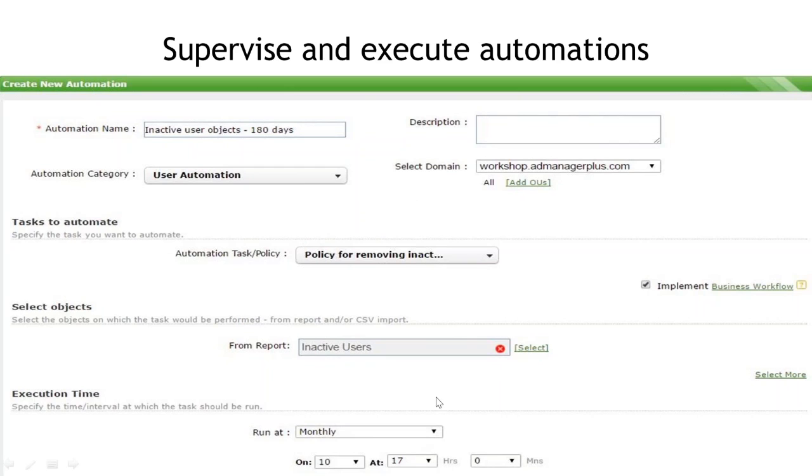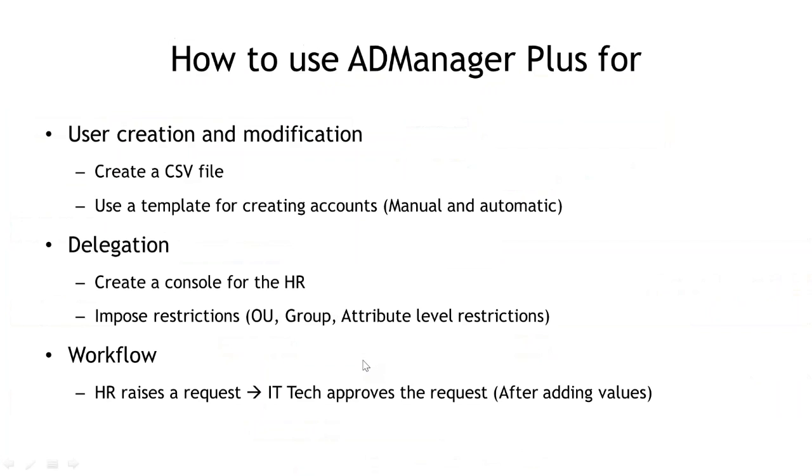The application now does everything for you, and it just raises a request, and it tells you, hey, there are 5 users who have been inactive for the last 180 days. Do you want to disable the account or delete the account from Active Directory? You as an administrator can then decide whether the accounts are to be deleted from Active Directory. All you need to do is just hit execute and the accounts will be deleted.